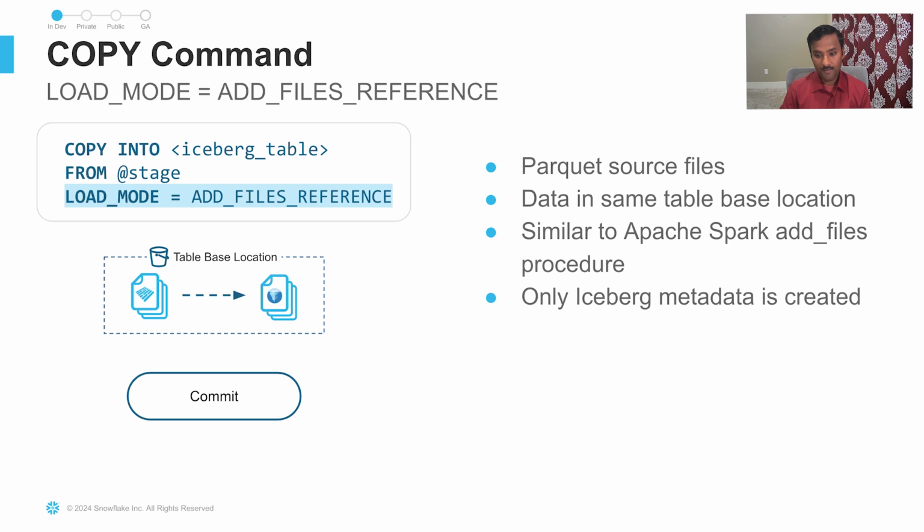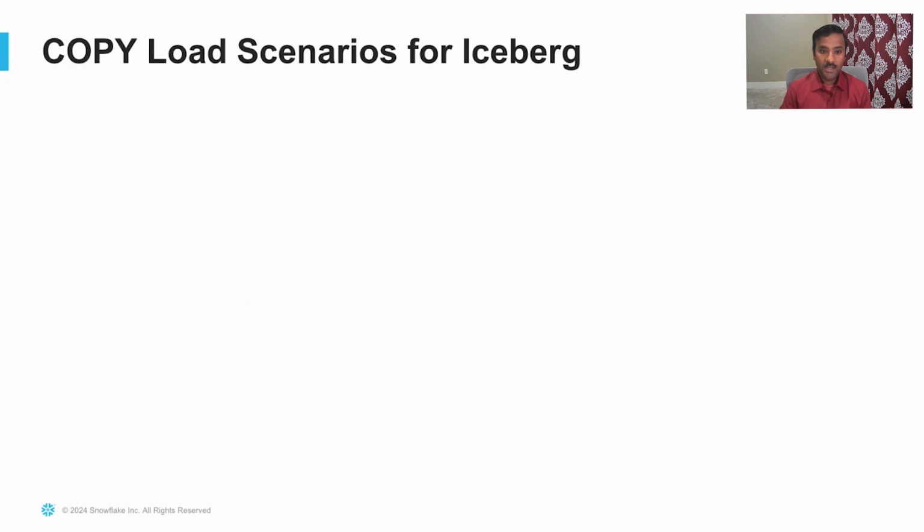This way of using the copy command is similar to the Spark add files procedure that allows you to use existing files in place and add them to an Iceberg table. Understanding the different copy load scenarios will help you optimize your data loading strategy in Snowflake. So let's take a look at how you can decide which strategy is best for loading data into Iceberg tables at Snowflake. The first question you must answer is whether the source data is in Parquet format.